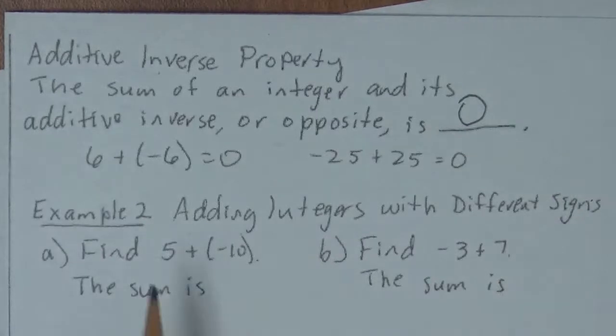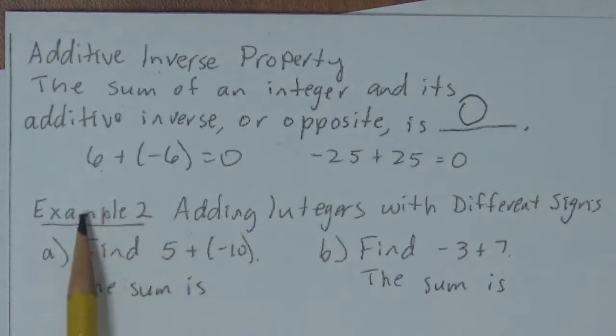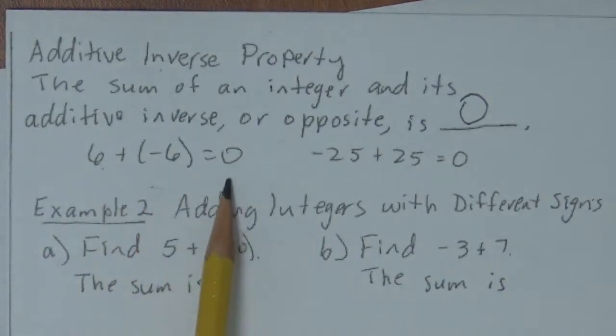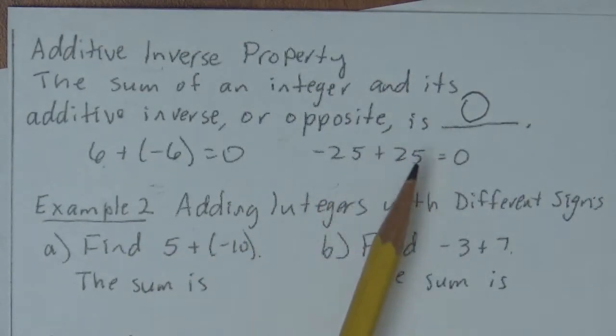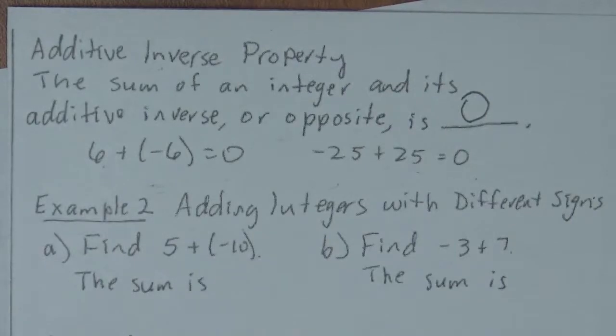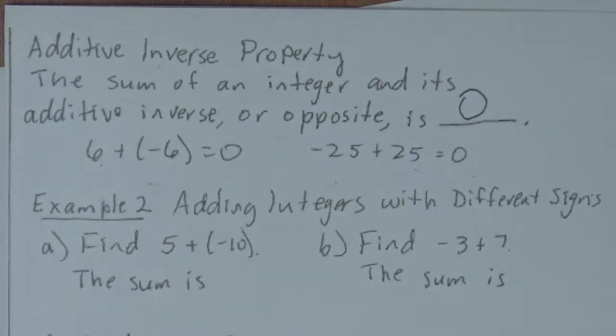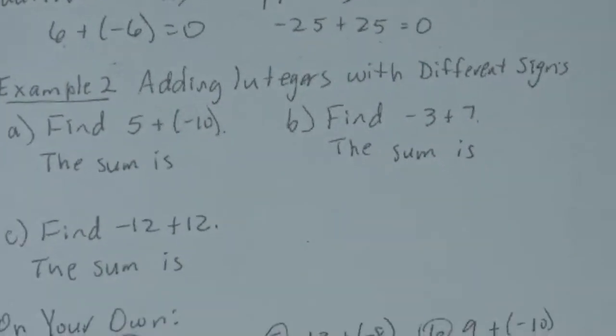These are the examples. 6 plus -6, those are opposites, and if you add those together, you get 0. -25 plus 25, those are opposites. If you add those together, you get 0. So anytime you add a number with its opposite, your answer is always 0. That's what you're doing when you match up the positives and the negatives with your integer counters.